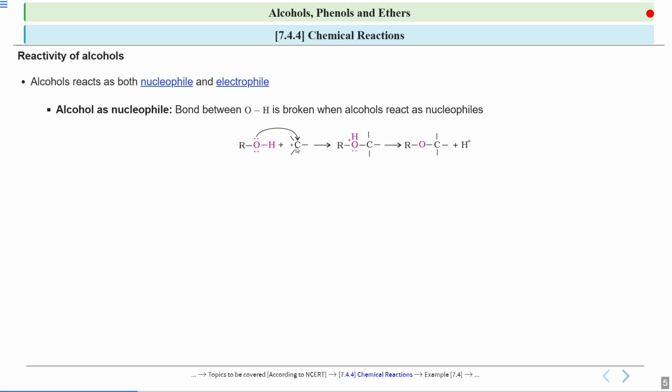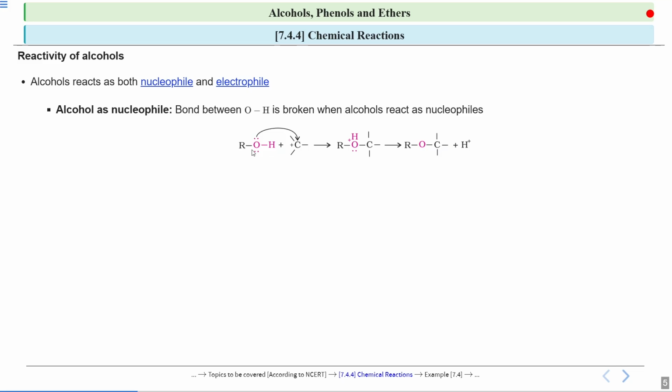Now this is a carbocation. You see this carbon has a positive charge and it has only 3 bonds. So now this carbon is electron deficient. And this oxygen on your alcohol has lone pairs to donate. So this oxygen is acting as a nucleophile. A nucleophile will attack where the electron density is less. So this nucleophile will attack this carbon, which is electron deficient.